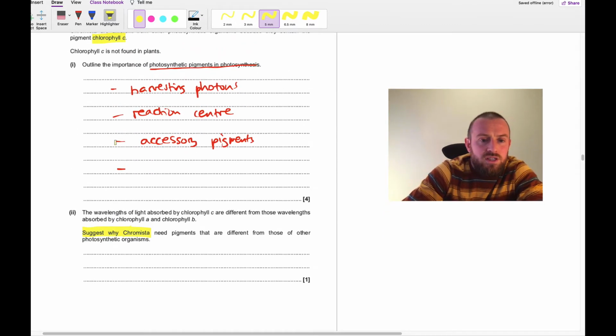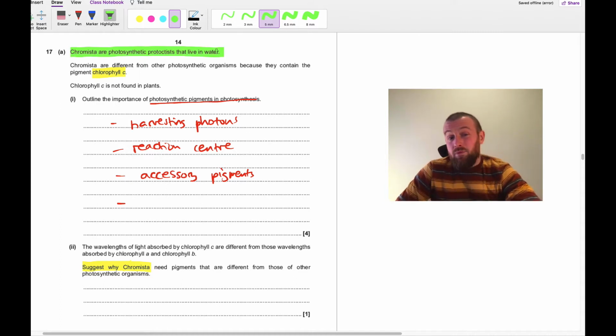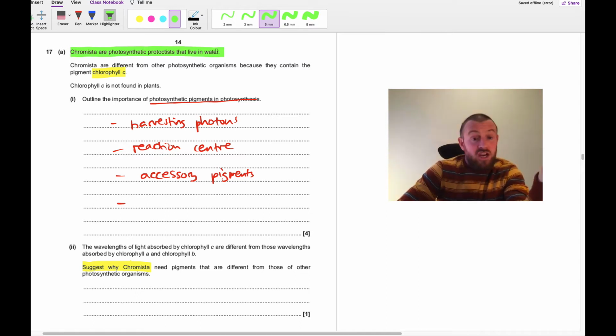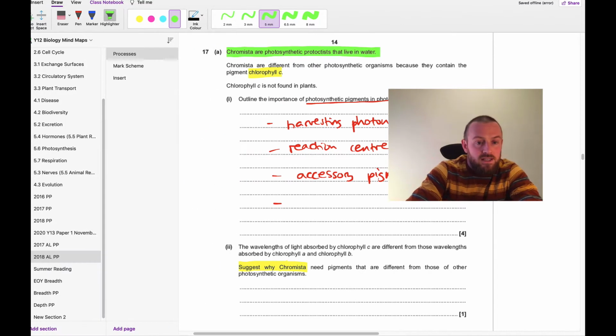So if it asks you to suggest why Chromista, you're not trying to remember something about Chromista. You've never learnt about it before. Go back to the question. What does it tell you about Chromista? The only thing that it tells you is this. Chromista are photosynthetic protists that live in water. Well, is it something about the fact that it's a protist? I don't know. Don't think so. How about that it lives in water? Well, that could be relevant, because as you go down in water, light is absorbed, and the quality of the light changes. So that's the thing. Okay, it lives in water. Water absorbs light photons of certain wavelengths, so it's going to need to make use of slightly different wavelengths of light. And that's what it says in the mark scheme.